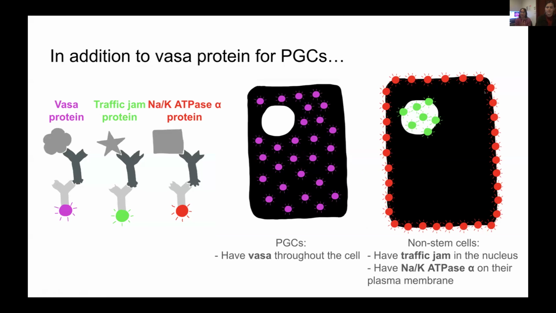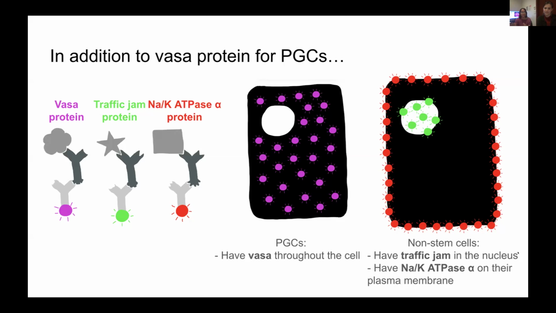And so we're seeing two different types of cells in the ovary: ones that have PGC, the VASA throughout the cell, those are the PGCs, and then other cell types are going to be marked by two different colors. They're going to have a protein called traffic jam, which is going to be located in their nucleus. And then they're going to have a protein called the sodium potassium ATPase alpha, which is a very long name, but it's basically one of two subunits of a protein called the sodium potassium ATPase. And that protein exists on the membrane of the cell.